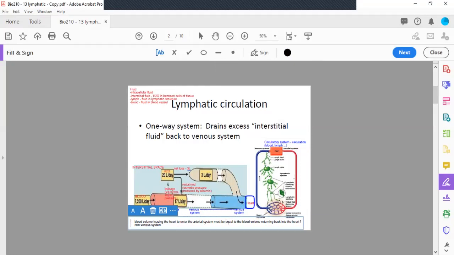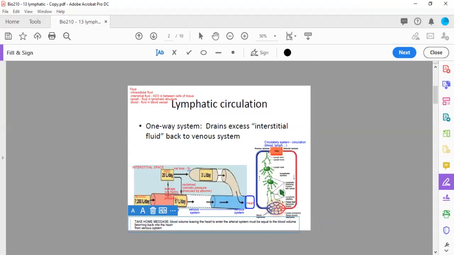So perfect. The take home message is this: the cardiovascular system is a closed circuit, which means that what goes around must come back. The same volume must come back, assuming there's no hemorrhaging, no bleeding, no internal bleeding of any sort. That's the assumption.